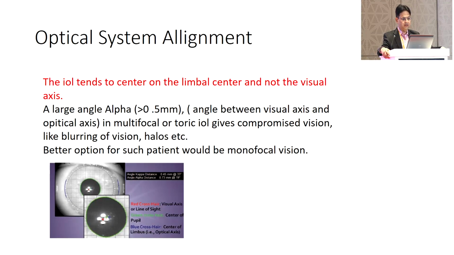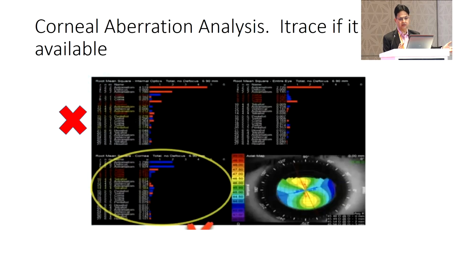IOL tends to center on the limbal center and not on the visual axis. So with a large angle kappa, we may have dissatisfaction of the patient in terms of halos or poor satisfaction. A better option for such a patient would be monofocal vision. And if you can afford it, if you have such machines, and the patient has higher order aberrations, you can use EyeTrace.